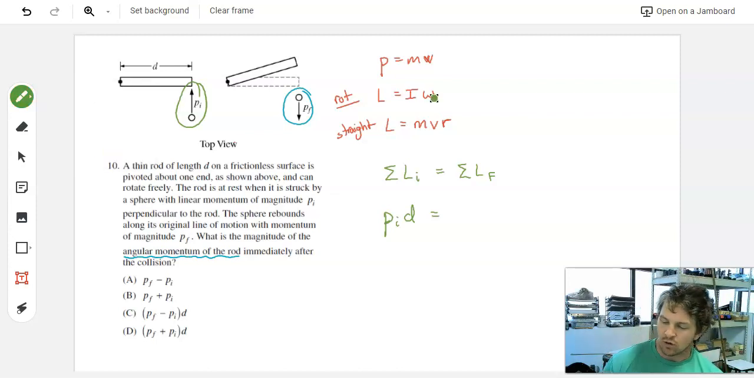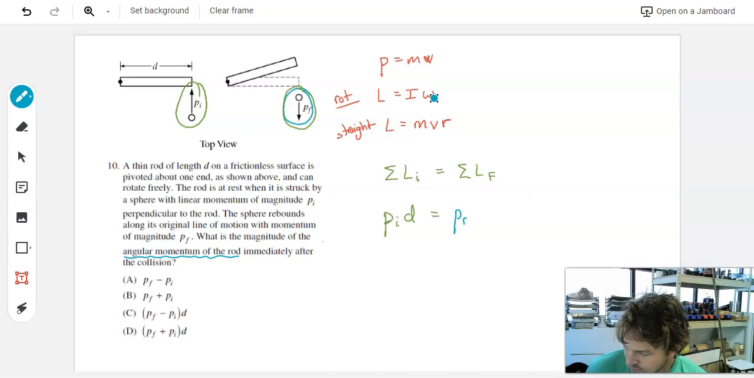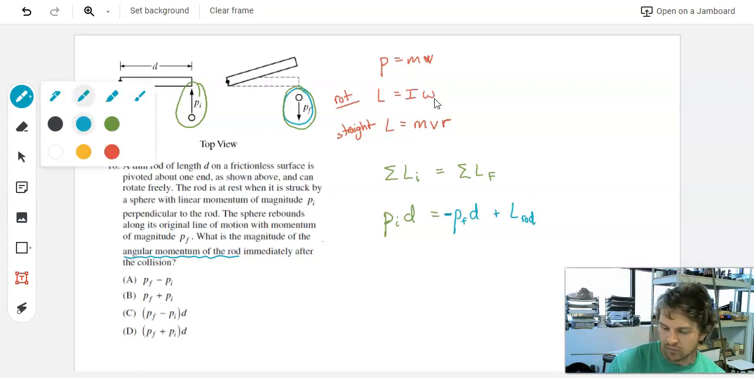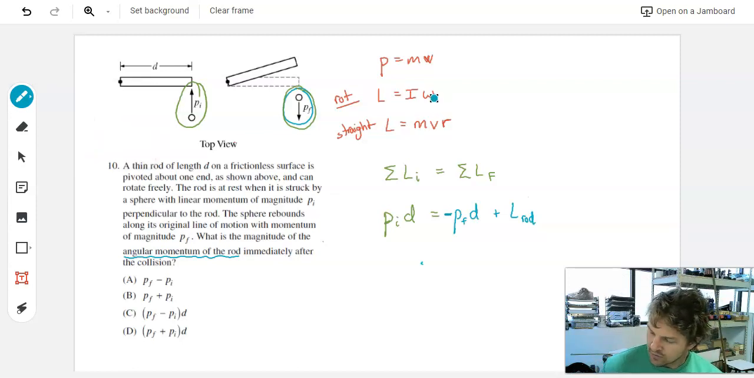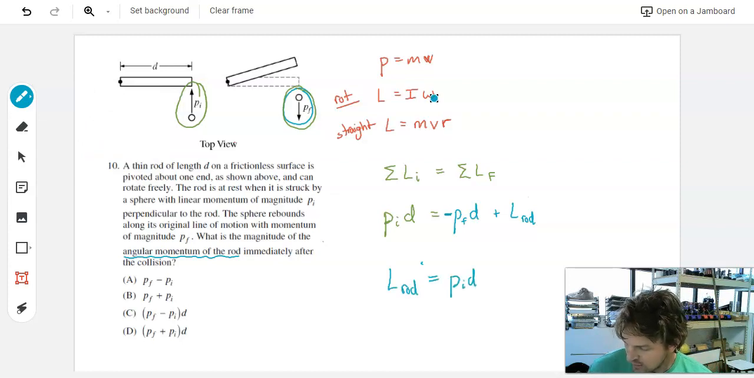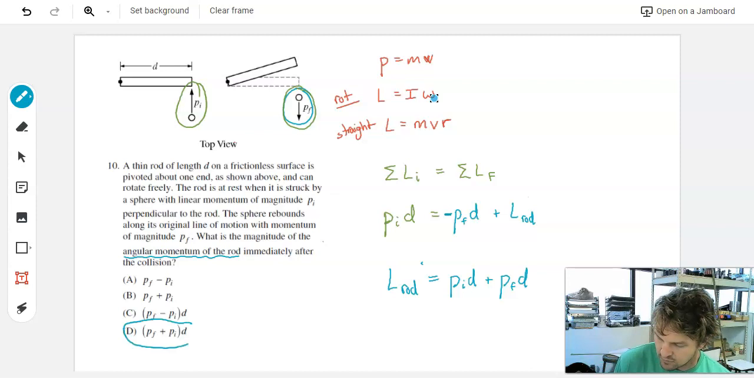So the ball, we know, is going the opposite direction, and its momentum is pf. So pf, distance d, and it's going the opposite direction, so I'm going to put a negative right there in front of it. So remember, momentum is a vector. Plus the angular momentum of the rod. We don't know what it is, that's what we're solving for. So now just get that angular momentum all alone. Rearrange this, solve for L rod. That's pi d plus pf d. Factor a d out. Boom.